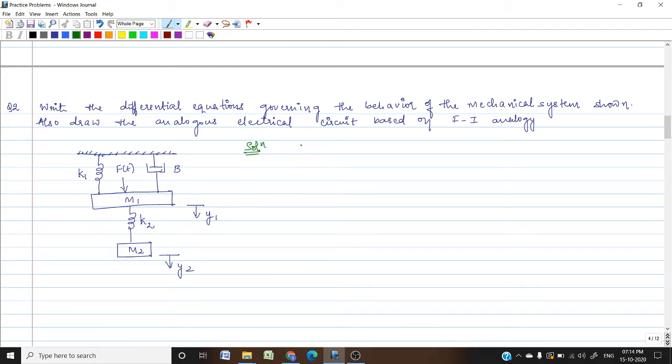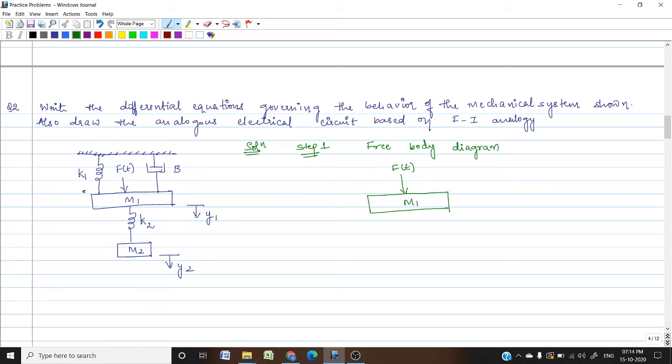So step number 1, to draw the free body diagram. So for that, first we will consider mass m1, the forces acting on it. So coming to the first force, the input force is towards the downwards direction. Okay, and all other forces will act in the opposite direction.